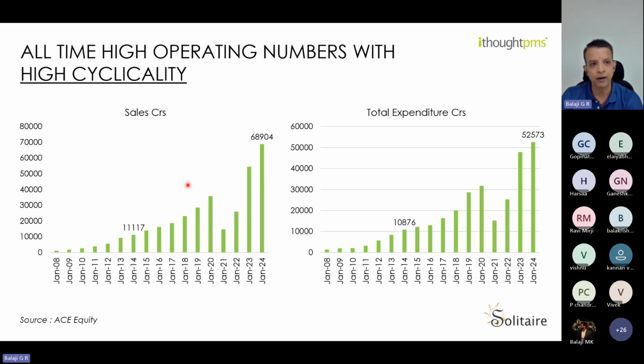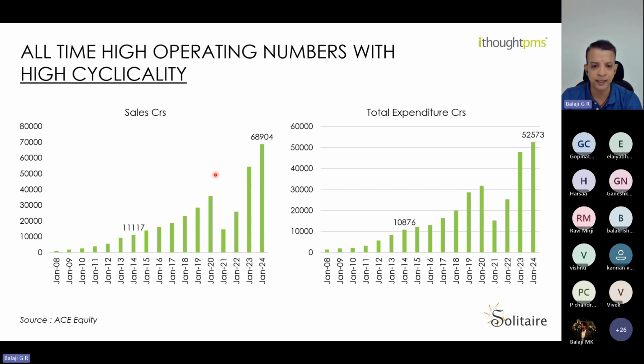What this all resulted in was all-time high operating numbers with high cyclicality. I've obviously underlined the high cyclicality. So let me run through the sales numbers of Indigo. In FY 2014, Indigo did close to 11,000 crores of sales, and it grew close to 40, and then it fell sharply. Very rarely do you see business revenue going down sharply. This tells you inherently what risk an investor carries in this type of business.